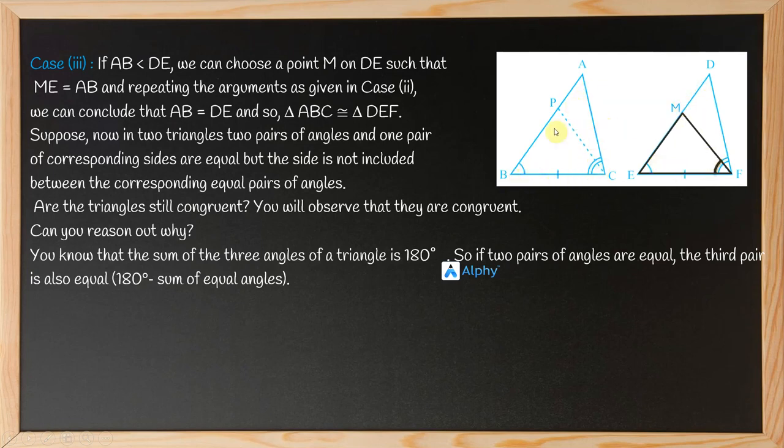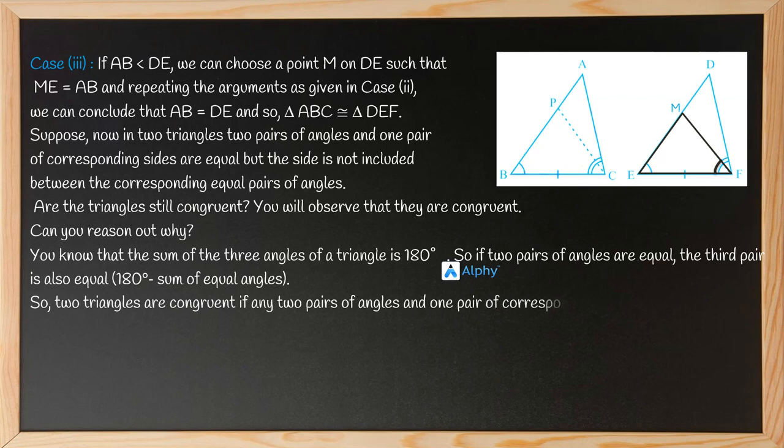So we can say that these two triangles will be congruent to each other even if the side is not included between the angles. So two triangles are congruent if any two pairs of angles and one pair of corresponding sides are equal. We may call it the AAS congruence rule, the angle angle side congruence rule, because we have two pairs of angles and one pair of sides which are equal to each other.